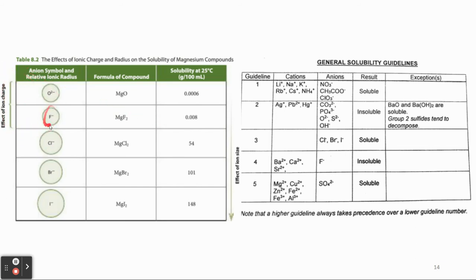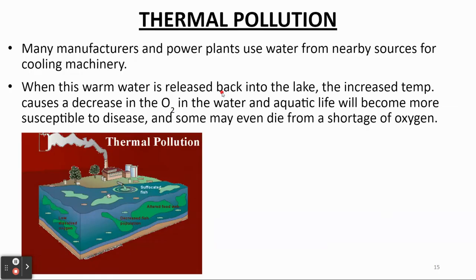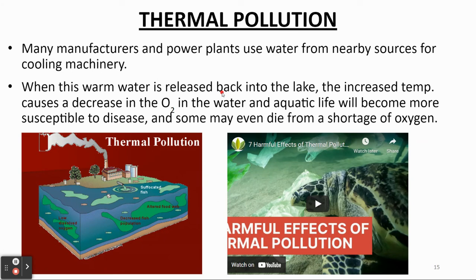In between these two here, we're looking at the effective charge because the size is basically the same. So here we have a greater charge, and greater charge means you hold on to each other more tightly. Water can't separate you, and so you have a lower solubility per 100 mL of solvent, or whatever you're dissolving it in. So a practical application of this is something called thermal pollution.